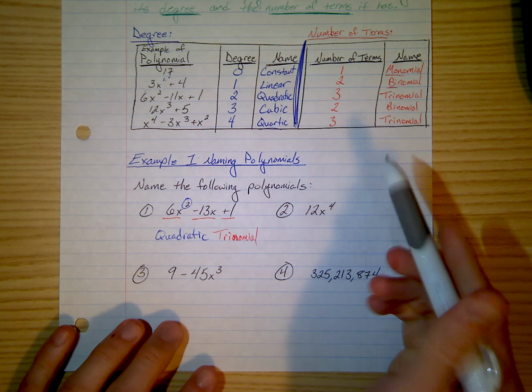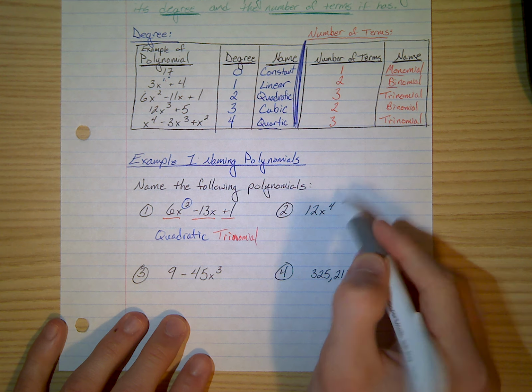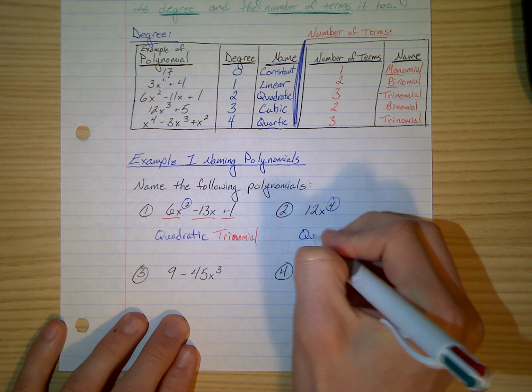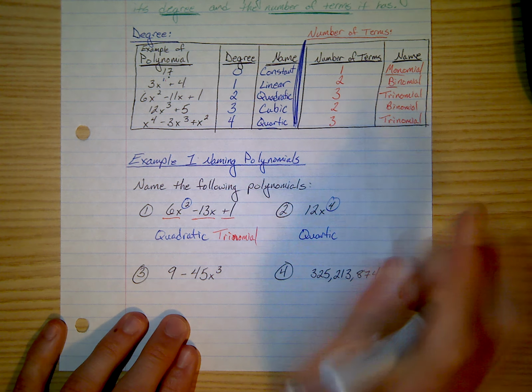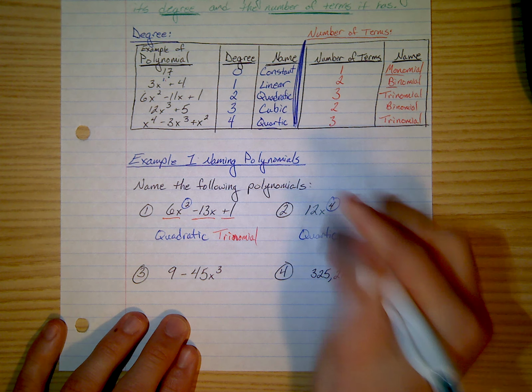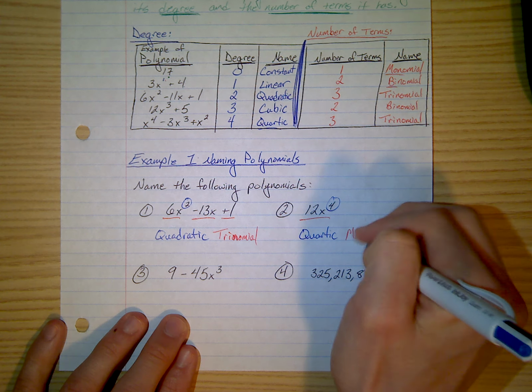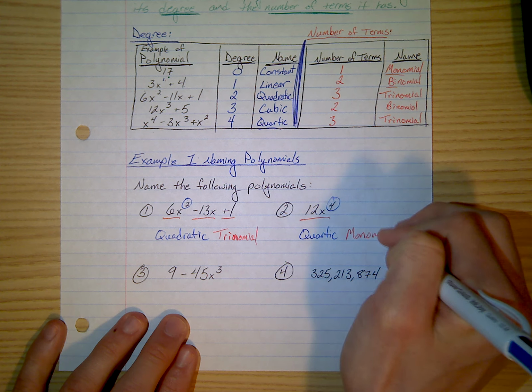Okay, looking at the next one, 12x to the fourth. The degree is the exponent, so fourth degree is called a quartic. And there is only one term here, just the 12x to the fourth. That's a monomial, so we have a quartic monomial here.